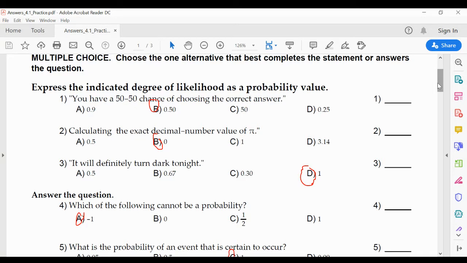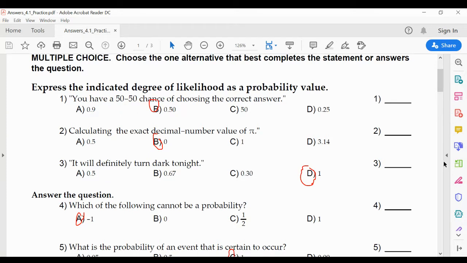Number 1, you have a 50-50 chance of choosing the correct answer. Well, your probability is 0.50. It sure is not 0.9 or 50, which is way bigger than 1, and I don't know how they're getting 0.25. The only answer that even makes any kind of sense is 0.5 or 0.50.